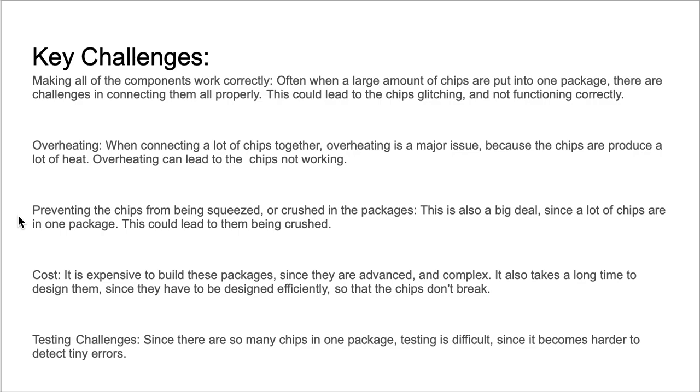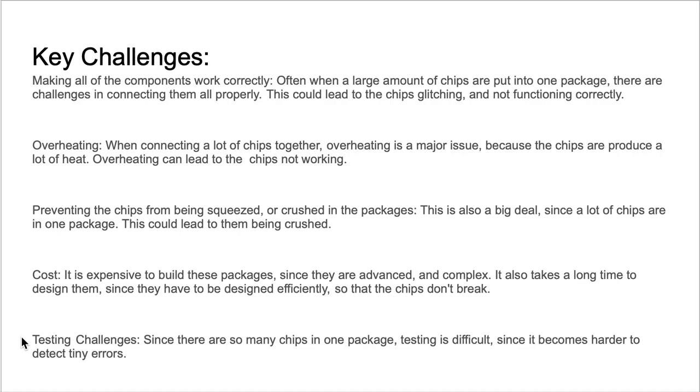Another challenge or difficulty would be cost. Making and designing the packages is pretty costly. It's expensive, and the reason for that is, first of all, it takes a lot of time to make the packages to store those chips. And the reason it takes a lot of time is because it takes a lot of time to make it effective and work properly. Because of that, it costs a lot. That's one challenge.